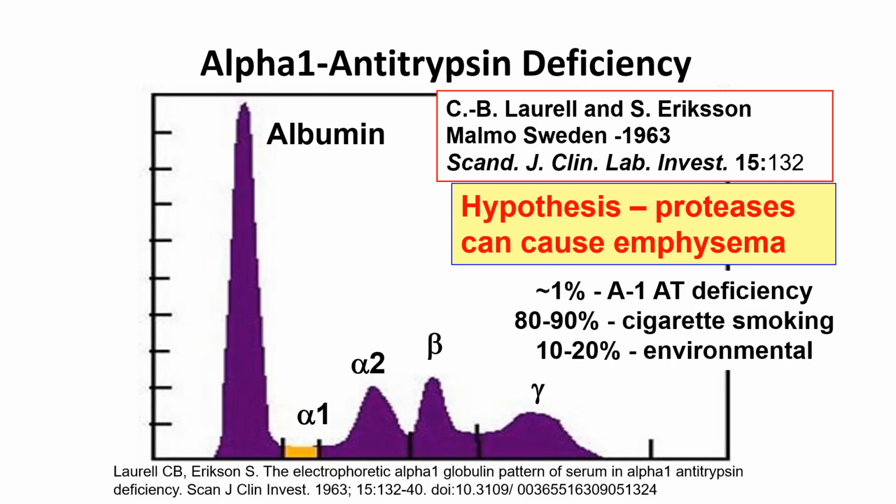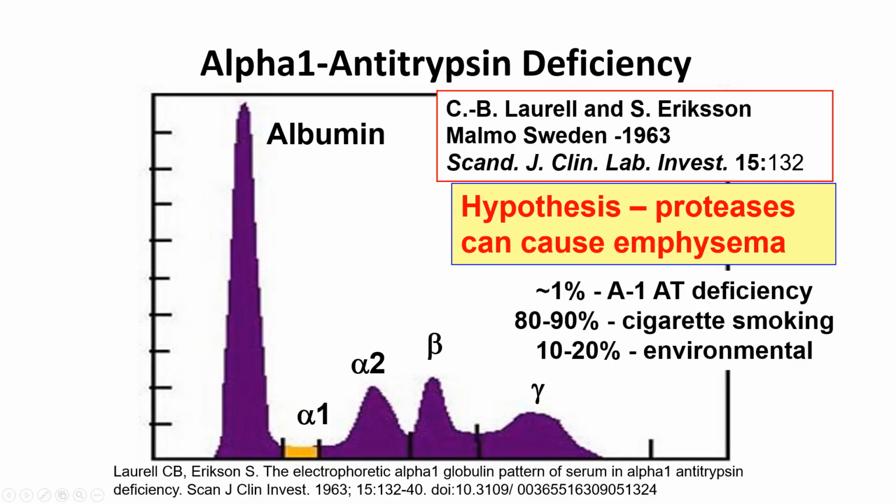And they did serum electrophoresis on them and found that they were missing the alpha-1 peak. So this resulted in a hypothesis, since we knew that back then this was the major trypsin inhibitor in blood. We didn't know it inhibited elastase back then. So they came up with the hypothesis that proteases can cause emphysema.